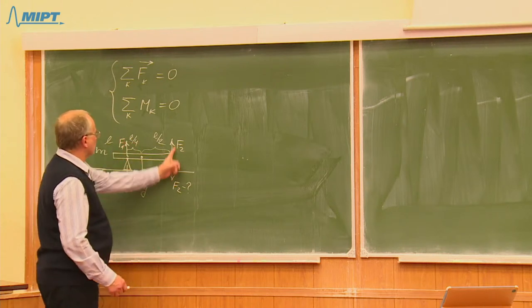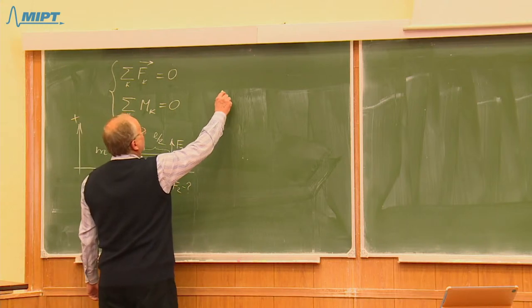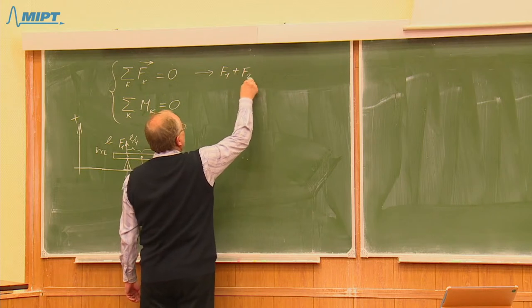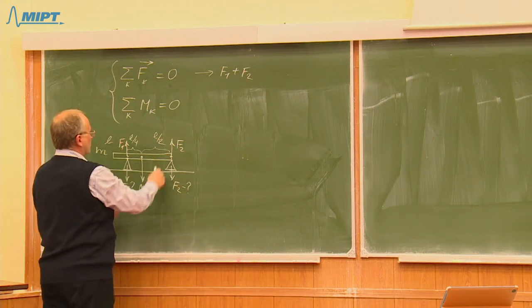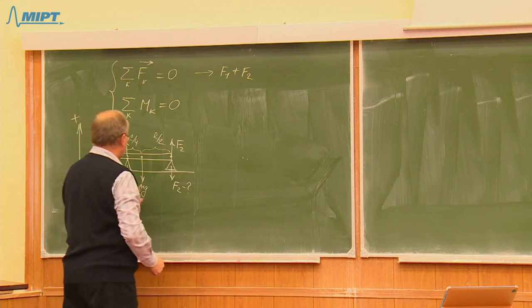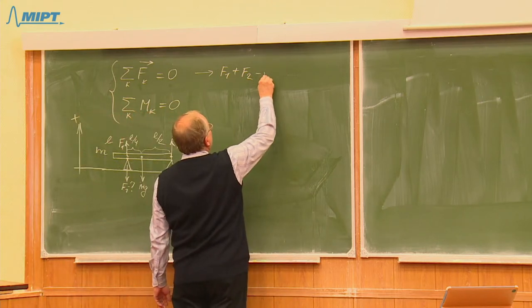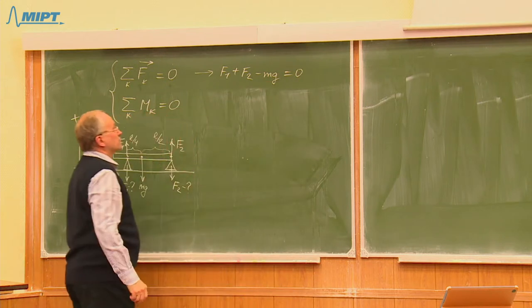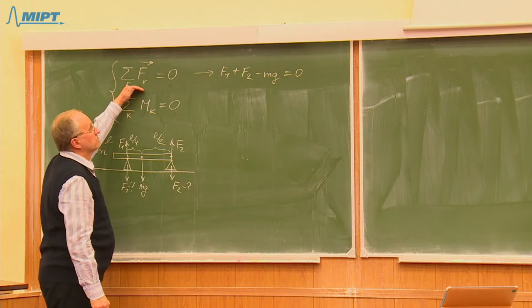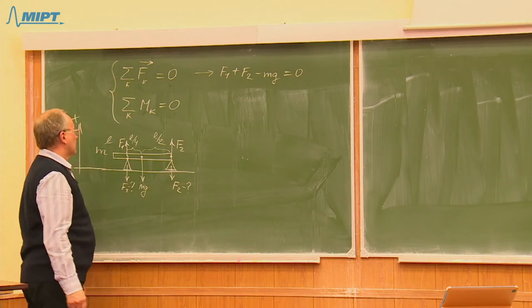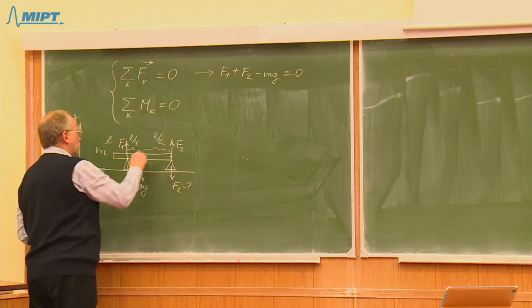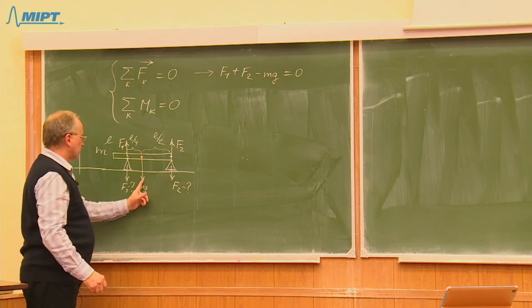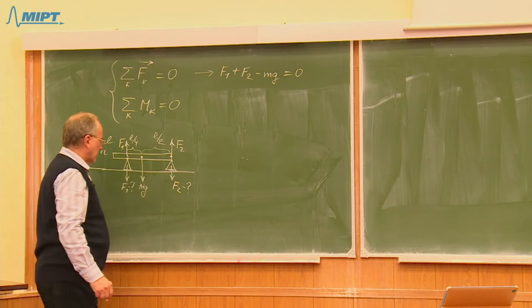So the force pointing upward is F1. So this condition will be F1 plus F2, the two forces acting upward, minus the force of gravity pull mg, which is directed downward. And this sum of all forces must be equal to zero, according to the first equation. Two forces act upward on the bar, applied to the bar, and the last force, gravity pull, acts downward.